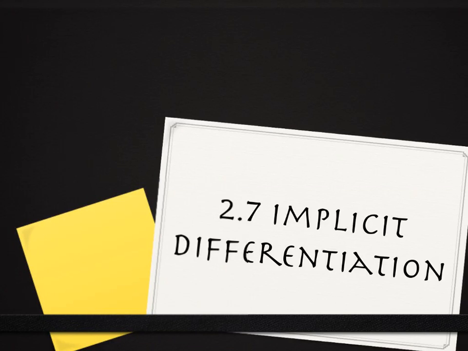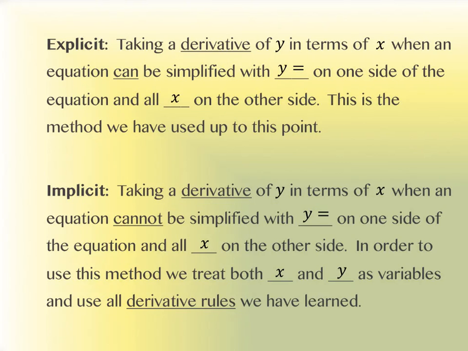Today we're going to take a look at section 2.7, and 2.7 has the title Implicit Differentiation. And what I'd like to start with on implicit differentiation is to talk about what we've been doing. We hadn't given it a name yet, but the name for what we have been doing is called explicit differentiation.